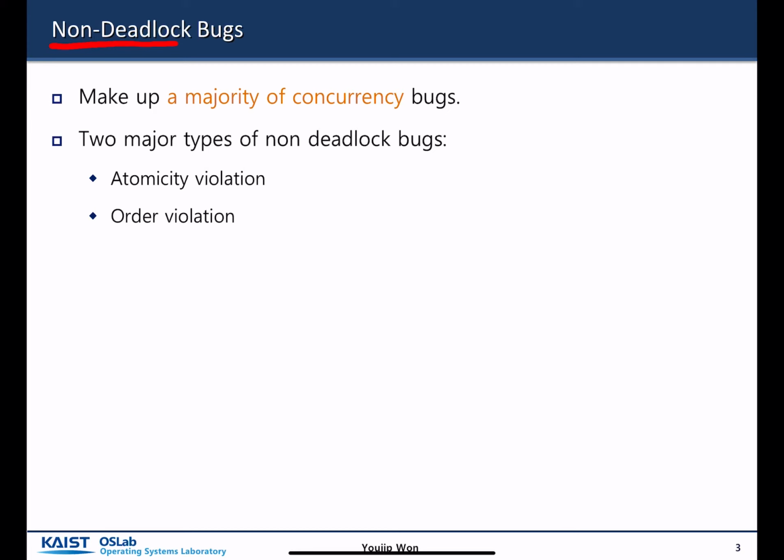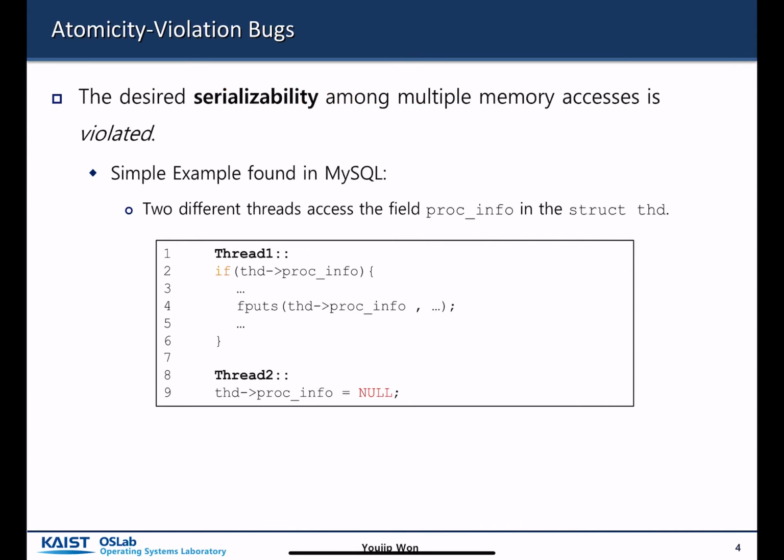They make up a majority of concurrency bugs, and there are two major types of non-deadlock bugs. The first one is atomicity violation, and the second one is order violation. In an atomicity violation bug, the desired serializability among the multiple memory accesses is violated. Let's look at the following example.